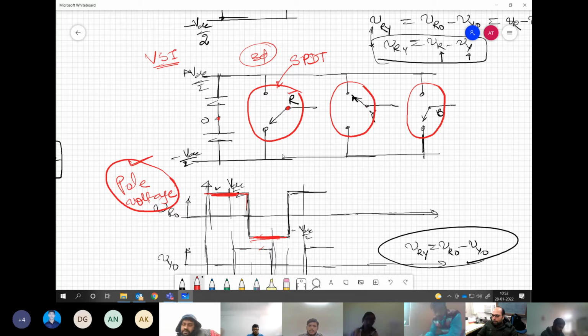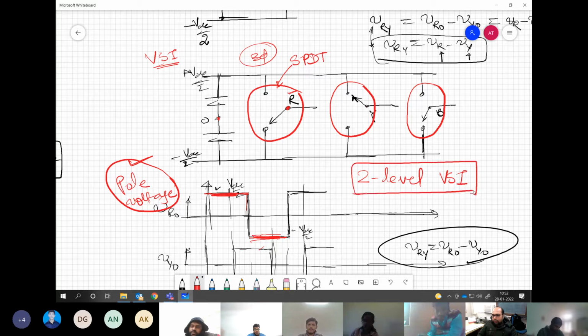Yes or no? Quickly. Any confusion in this? Good. So is there any third possibility for the output voltage here? No, sir. Then that is why this is called a 2-level VSI. You cannot generate any other voltage level. Understand the point?